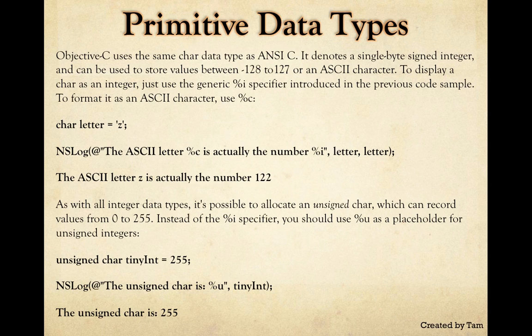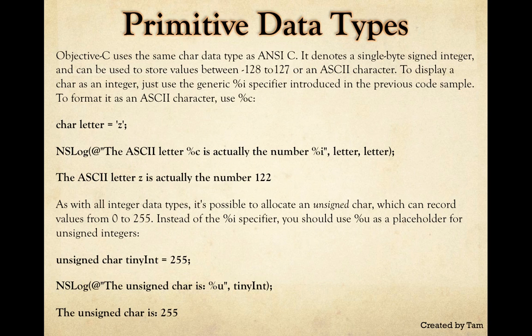Objective-C uses the same character data types as ANSI C. A char denotes a single byte signed integer and can be used to store values between -128 to 127 or an ASCII character. To display a character as an integer, just use the generic %i specifier introduced in the previous code sample. To format it as an ASCII character, use %c.